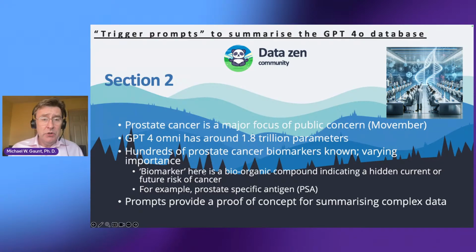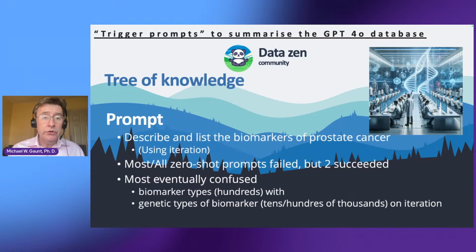There are hundreds of prostate cancer biomarkers known, and they vary in importance. A biomarker here is an organic compound which indicates the hidden or future risk of cancer. An example would be prostate-specific antigen. The prompts here provide proof of concept for summarizing complex data. What I want these prompts to do is to give me what I understand about prostate cancer biomarkers.